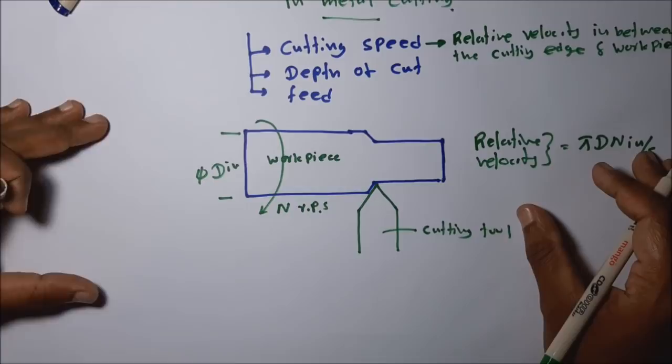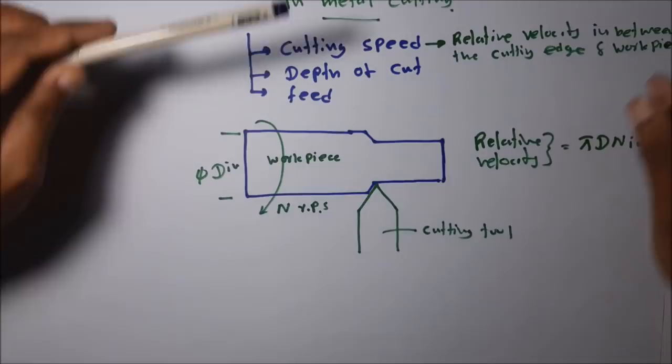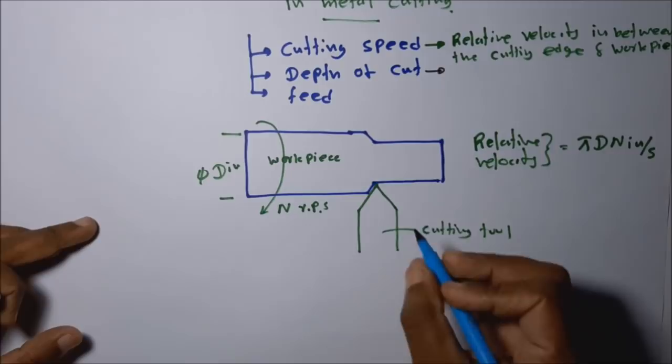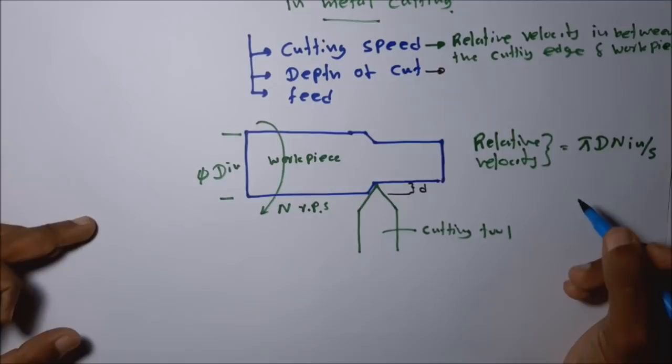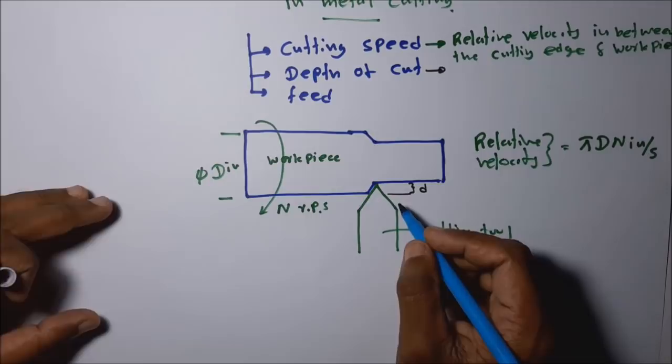Then next one, depth of cut. What is the depth of cut? Here you can see this tool tip penetrates into the surface of the workpiece. This amount is called depth of cut. This amount the tool tip penetrates into the work surface is called depth of cut.